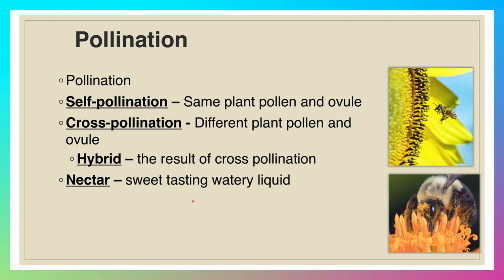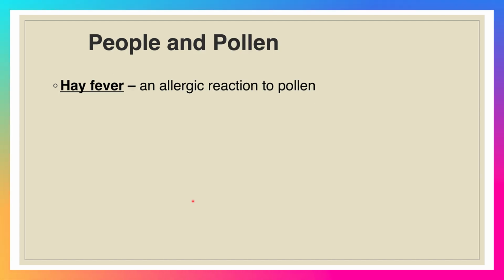Flowers produce nectar, and the purpose of the nectar is to bring in the insects which are essential for pollination. Bees are very, very important for the pollination of plants, and a decrease in the bee population can have a severely negative effect on agriculture. Now, it turns out that some people have a problem with pollen, and those people that have an allergic reaction to pollen are said to have hay fever.